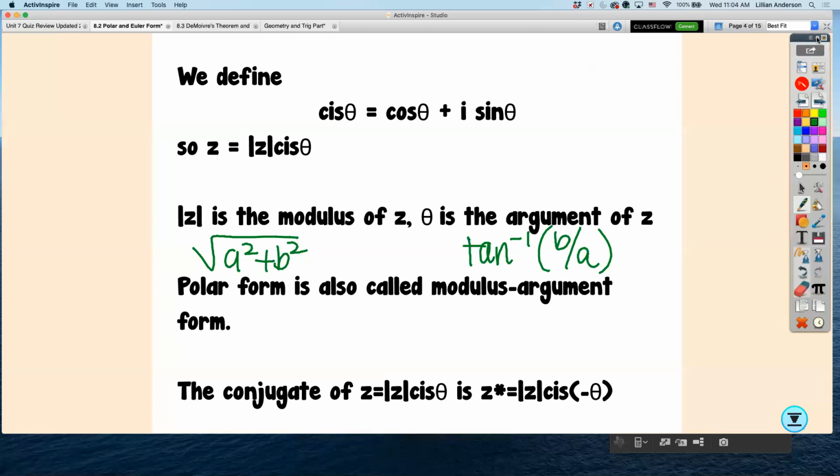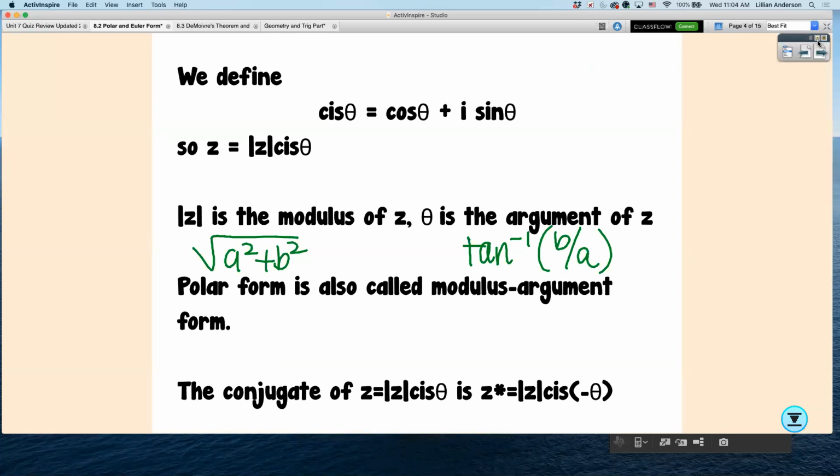One thing you want to make sure you remember about the argument is that theta is bounded between what two values we talked about yesterday? Negative pi and pi, where positive pi is included, negative pi is not. So it does depend on the direction, which quadrant the complex number is in, so that way you'll know if you might have to adjust your argument.